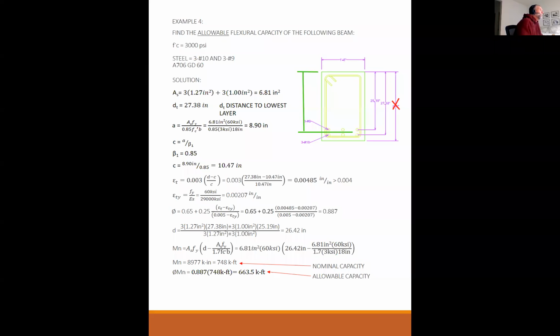All right, we're pretty much out of time. If anybody else has any questions. Yeah, Professor, when As equals 3 times 1.27 inches squared, you might have answered this already, but where did we get the 1.27 from?